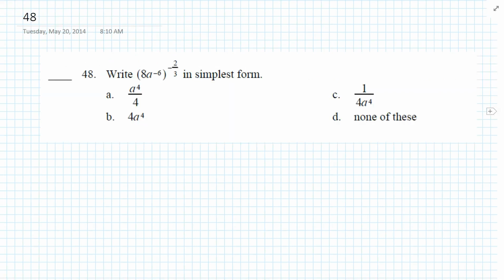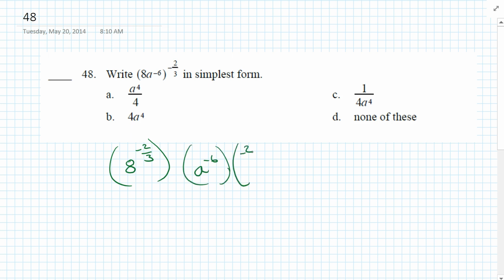48. Write, okay, and a lot of us will screw this up. Write in parentheses 8 times a to the -6 to the -2/3 power in simplest form. So first thing we can do is we can distribute this. So it's really 8 to the -2/3 power times a to the -6 to the -2/3 power.